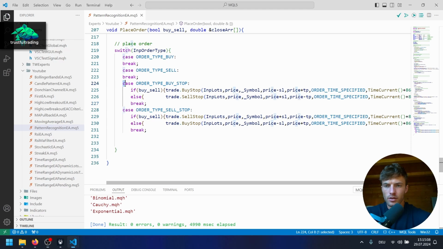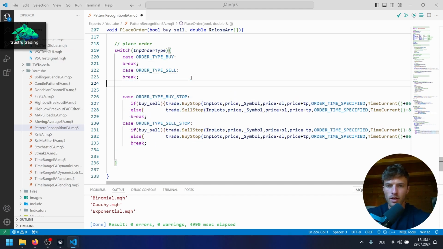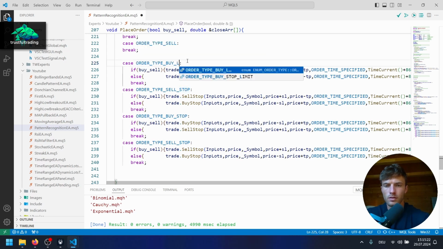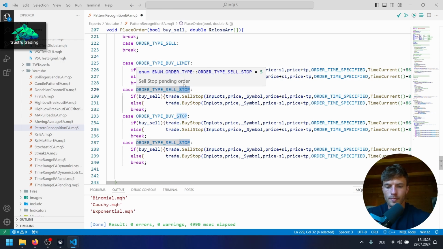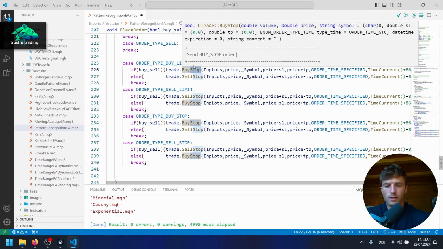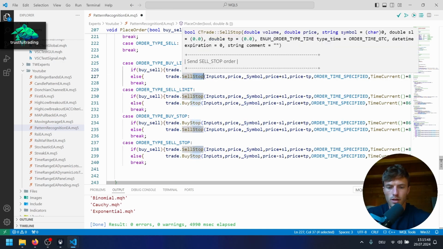Okay, let's do the other order types. So for this, I will just copy the 2 cases here for buy stop and sell stop, and I will add them here above, like this. And here we do type buy limit and sell limit. And of course, we need to change this now to buy limit. Now we buy, of course, below the current price, but our stop loss is still the same. Take profit 2 because it's a buy order. And let's also change this to sell limit.